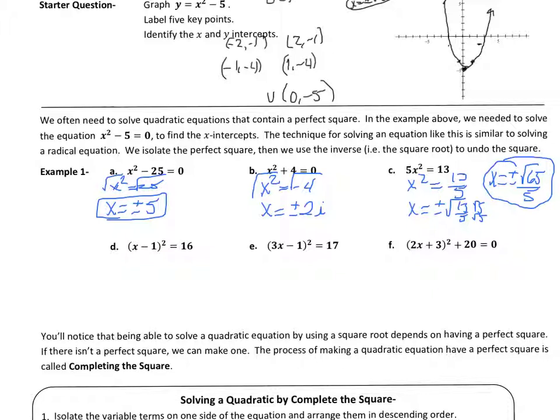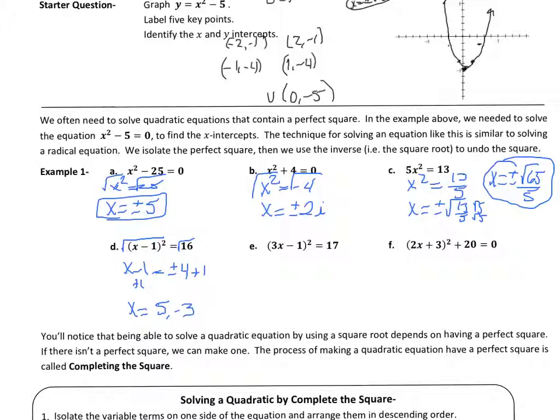All right, part D, same thing, right? We square root both sides. Our square is isolated. So now we get x minus 1 equals plus or minus 4. Now we're going to add 1 to both sides. So we get x equals, if we make it positive 4, 4 plus 1 is 5. If we make it negative 4, plus 1 is negative 3.